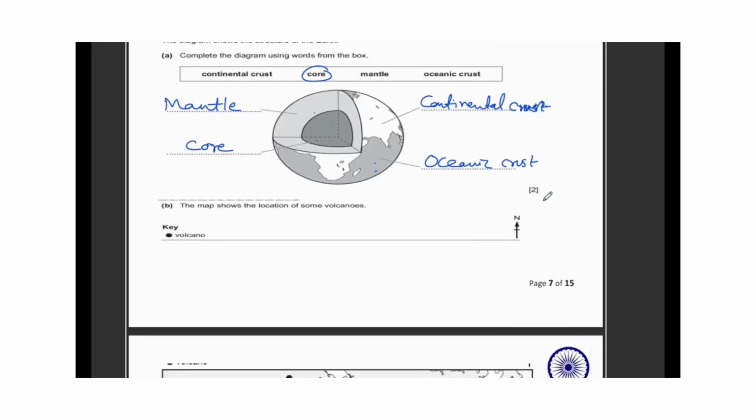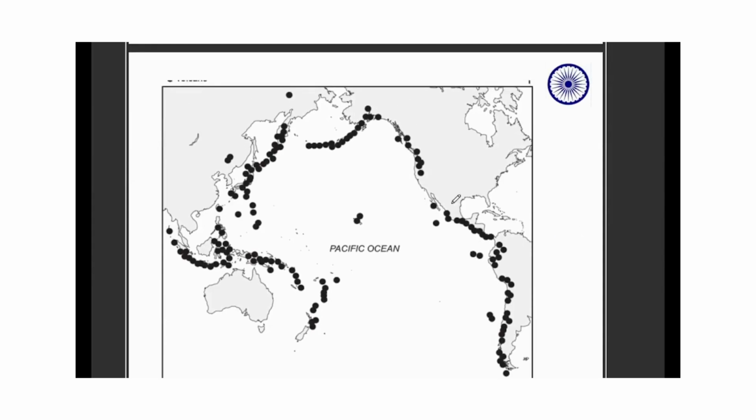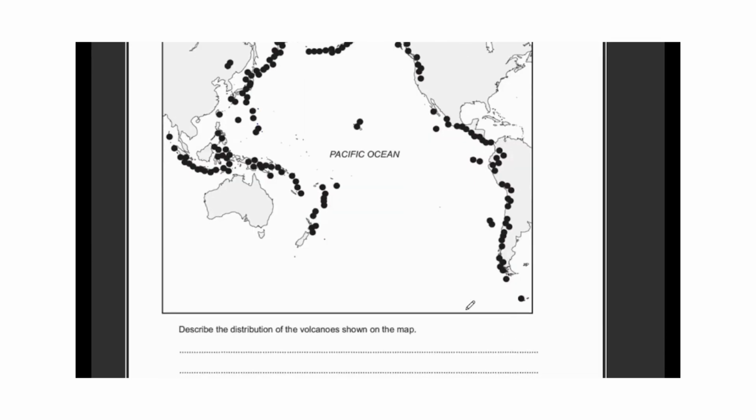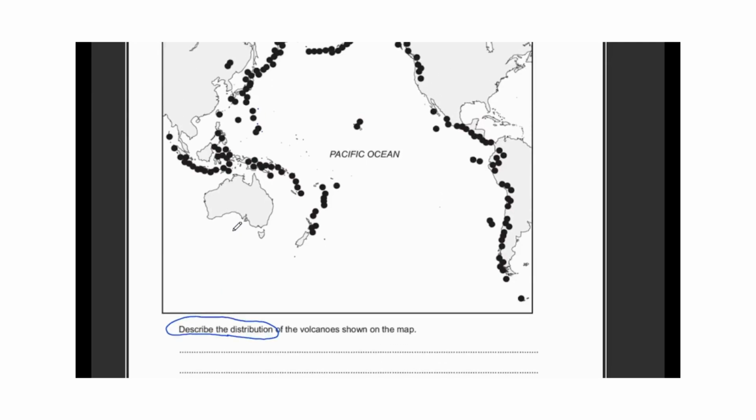Now the map shows the location of some volcanoes. Where is this? Yeah, see, these are some of the volcanoes. These are the volcanoes in the Pacific Ocean area. Now describe the distribution of volcanoes. Most of you will give how volcanoes are formed, the way the volcano formation takes place, magma, lava and all this, but they are not asking about how it is formed. They're asking how they are distributed in this particular map. So related to this only you should answer the question.